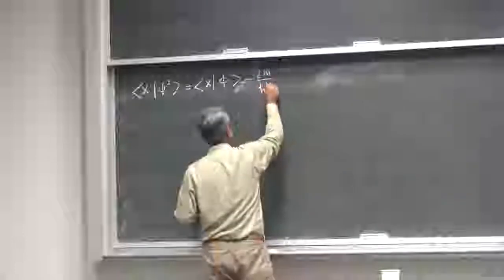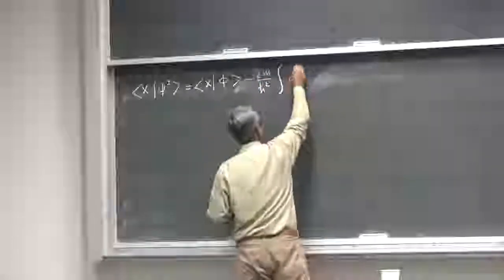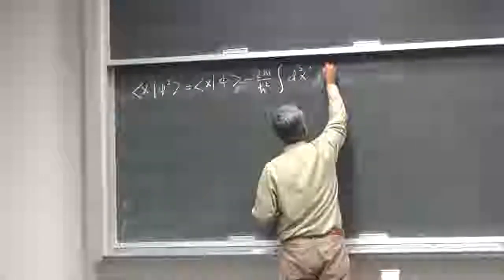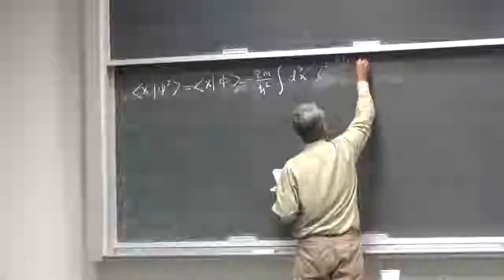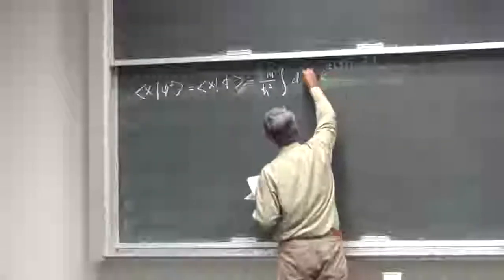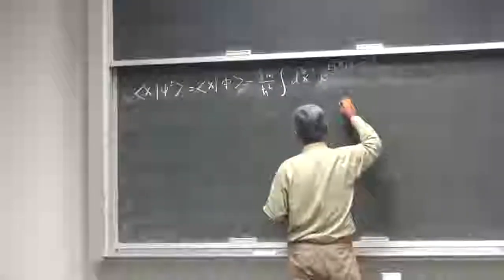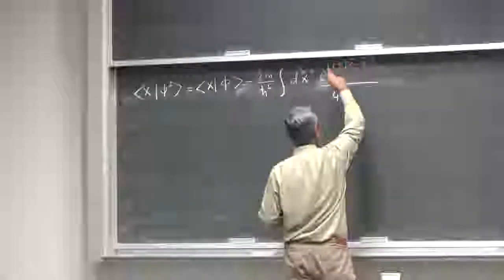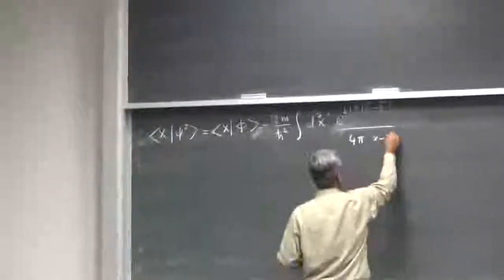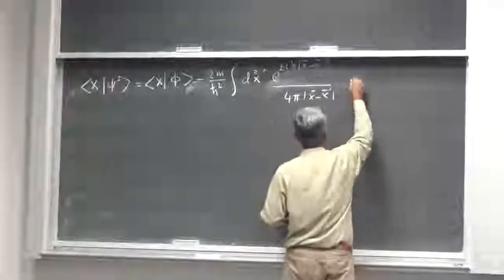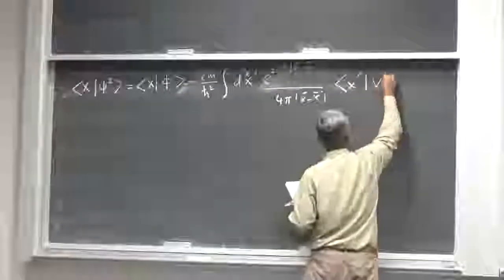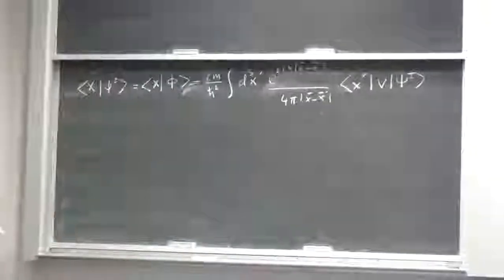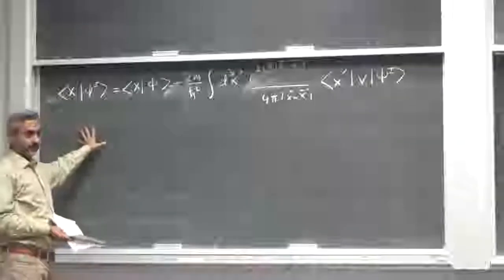2m over h bar squared, integral d3 x prime, e to the plus minus i k, x minus x prime, over 4 pi, and this is the Green function. And then you have this term. So this is where we are at now. This is the Lippmann-Schwinger equation, right?